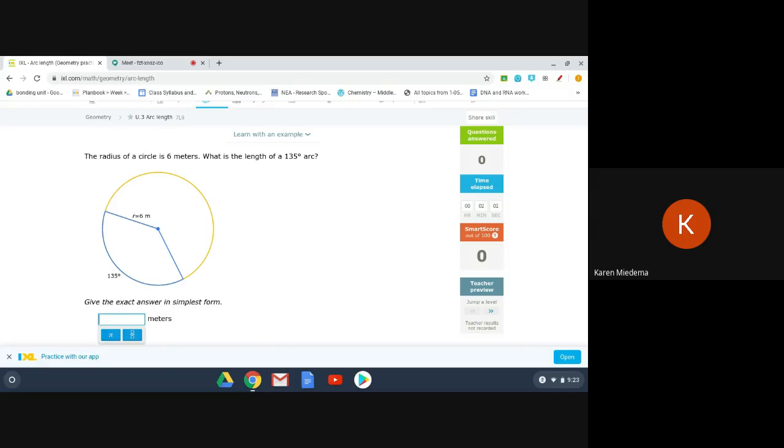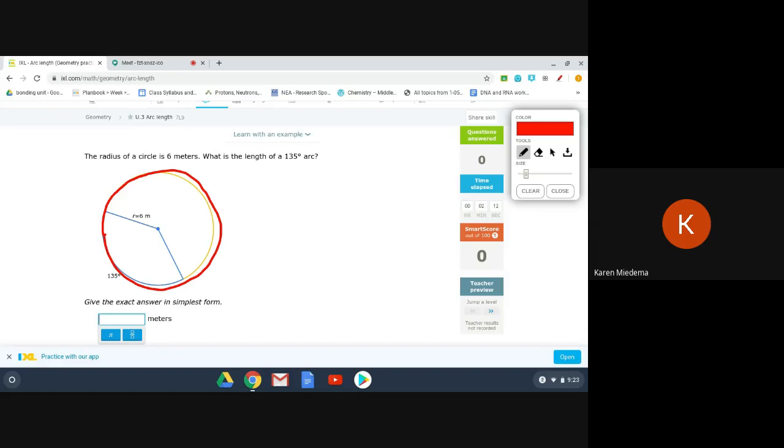Now we know that if we went all the way around a circle, that entire arc all the way around the circle has a special name, and that's called the circumference. The circumference of a circle can be found using the formula 2 pi r. But that's for the entire circle. In this case, we just want to know what is the length from here to here.